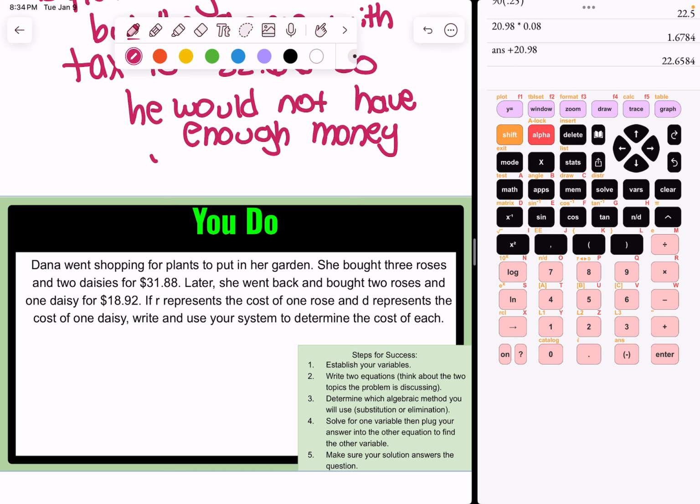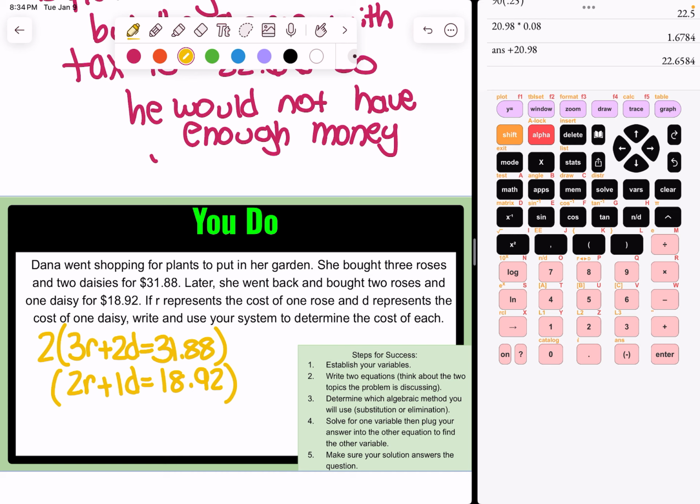Dana went shopping for plants to put in her garden. She bought 3 roses, so I'll put 3 roses, plus 2 daisies for $31.88. Later, she went back and bought 2 roses and 1 daisy for $18.92. And we want to find the price of 1 rose and 1 daisy. And they told us to use R and D. All right. Here, we could use the substitution method easily and solve in the second equation for D equals, or we could use the elimination method. I'll show us using the elimination method.